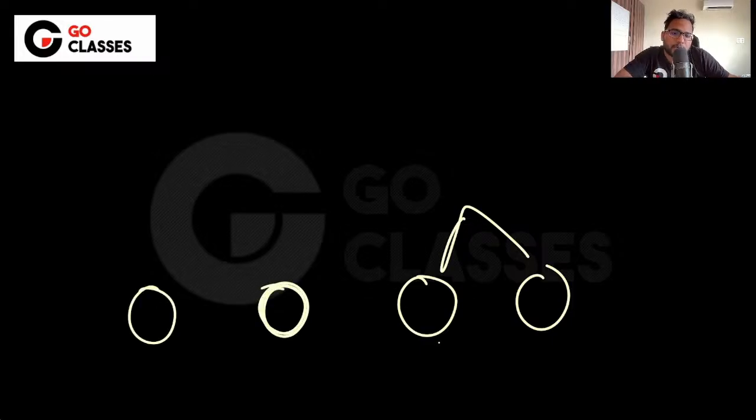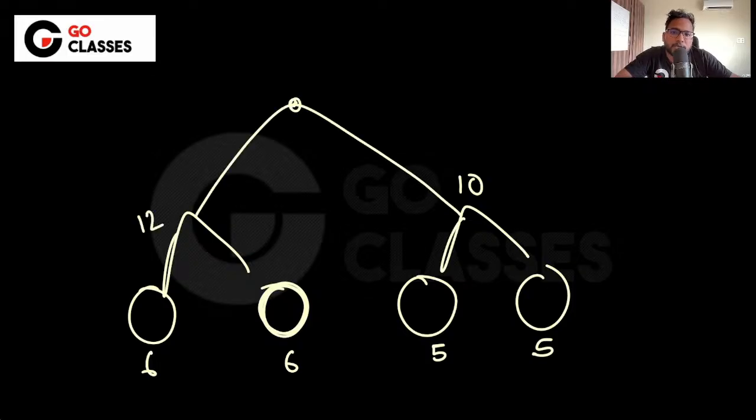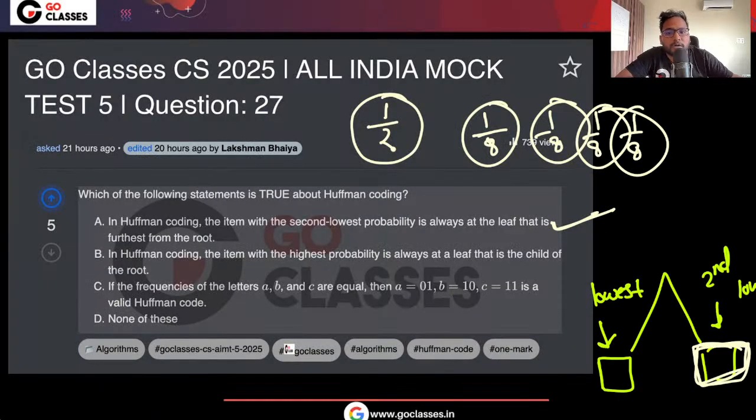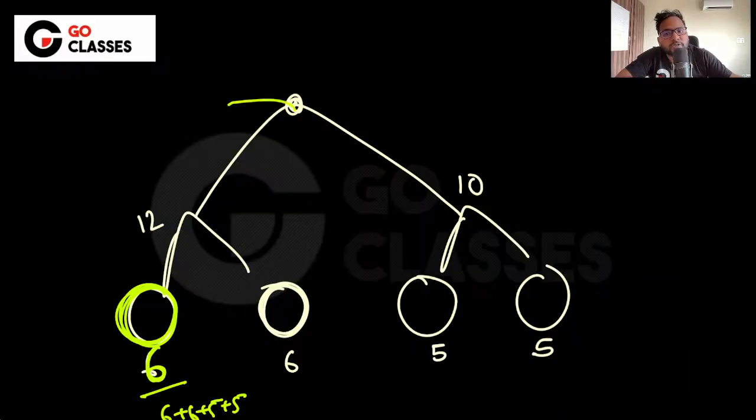Let's suppose these are 5, 5, and these are 6, 6, right? So you can merge. This is 10. They will be merging like this. This will be 12, and then this, right? So basically this particular item, if you convert to the probability, is having the highest frequency, which means the highest probability, right? You can convert to the probability, doesn't matter, 6 by 6 plus 6 plus 5 plus 5, like this. But what they are saying is that the highest probability is always at the leaf that is the child of the root. No, it is not the child of the root, right? So it is obvious that B is false.